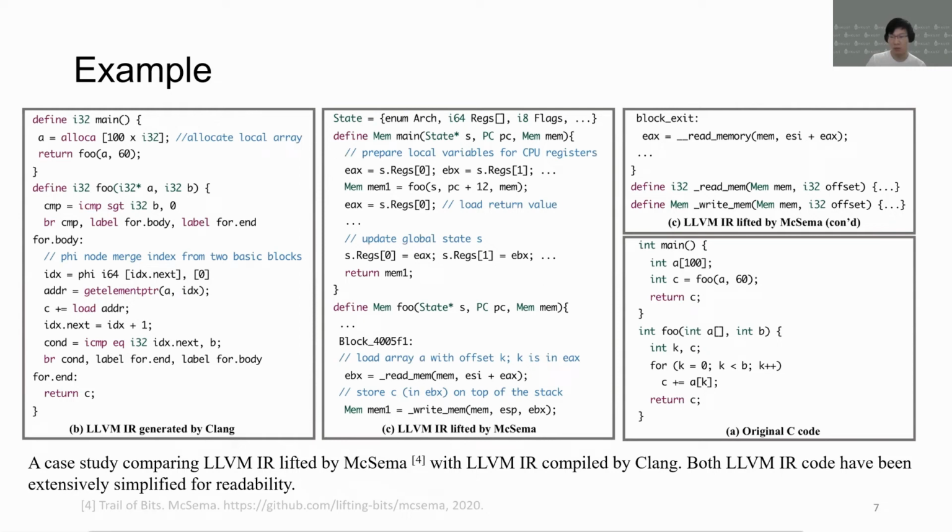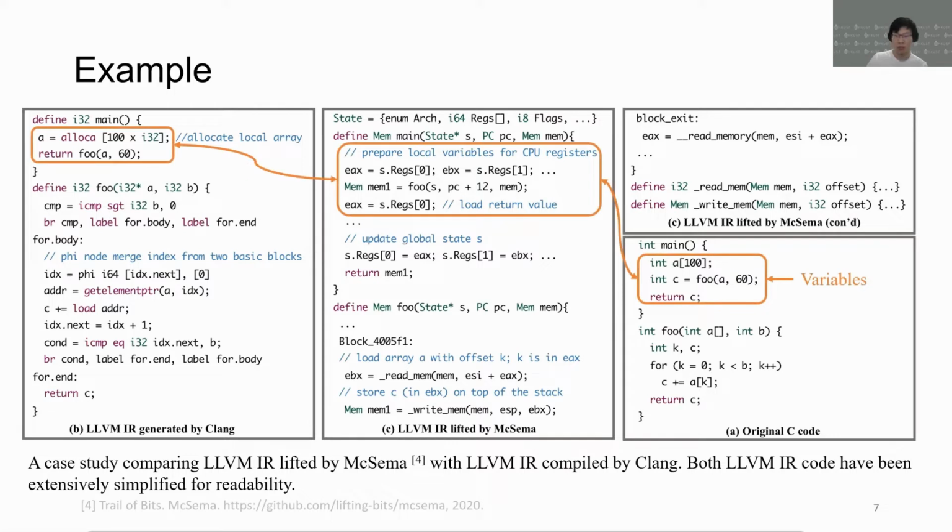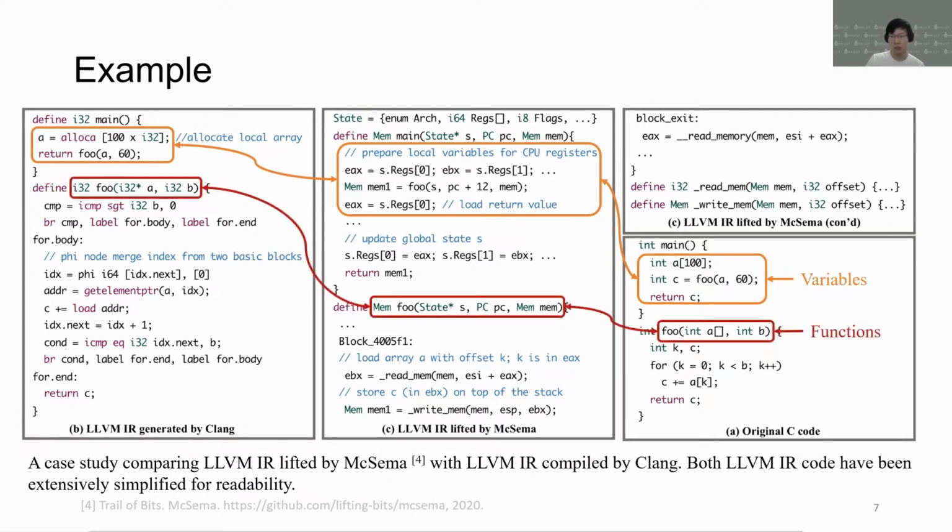Semantically correct, but can have different representation compared with IR generated by the compiler. For example, variables in C code will be translated into corresponding variables in Clang-generated IR. But in McSema-generated IR, variables will be represented as members of two special structs named state and mem. Also, the function prototypes will not be recovered in McSema-generated IR.